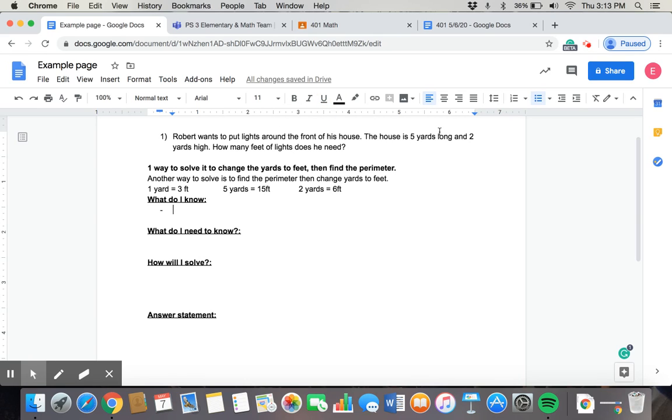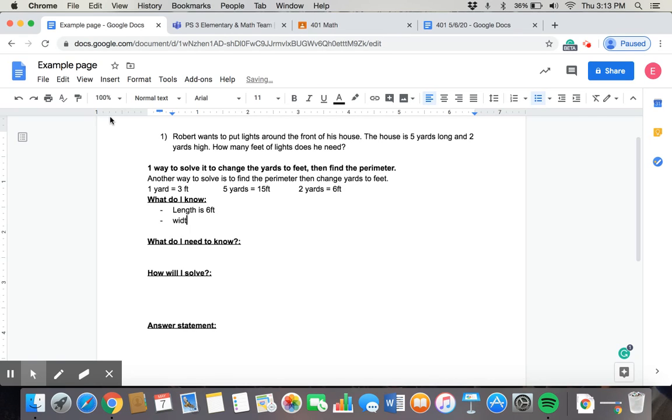So when you talk about how long something is and how high, you think about how high something is, how high a building is. You're talking about vertically up and down, so you're talking about length. So I know that my length is, and it'll be 6 feet. I know that it's 6 feet because I changed it from 2 yards. So I know my width is 15 feet.